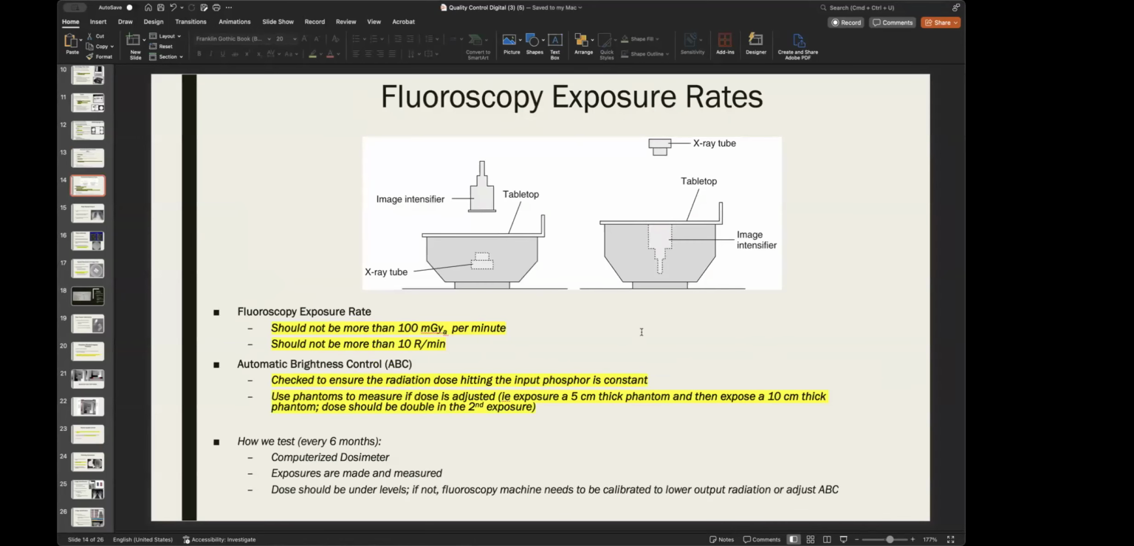In fluoro, you're probably going to go over this more in the fluoroscopy class itself. What we're seeing is it should not be more than 100 milligray air per minute or 10 roentgen per minute.